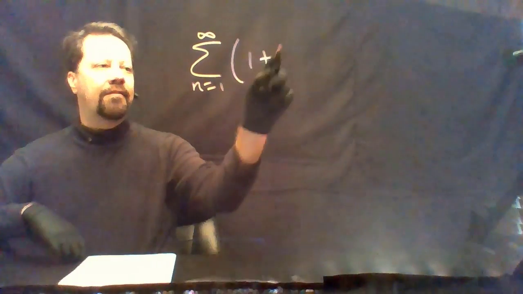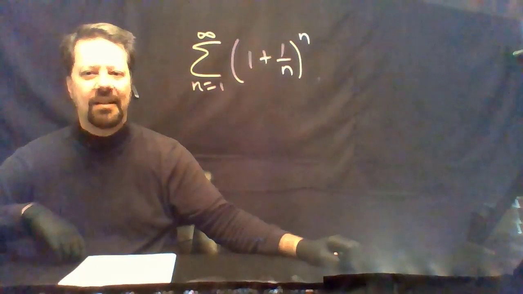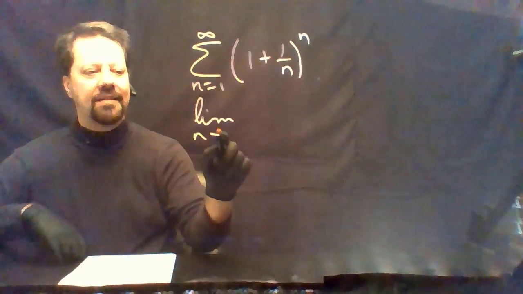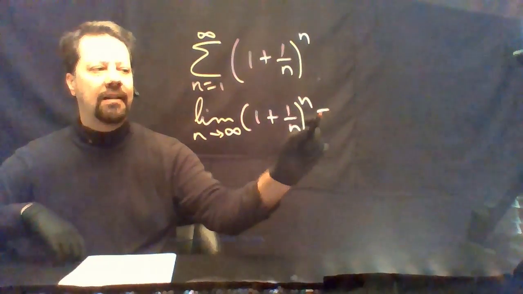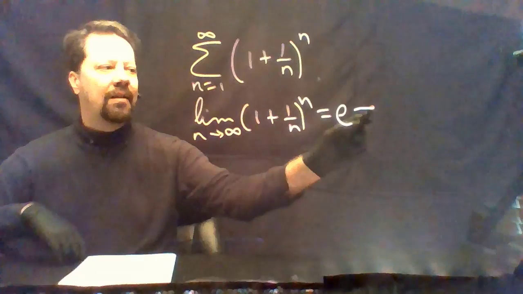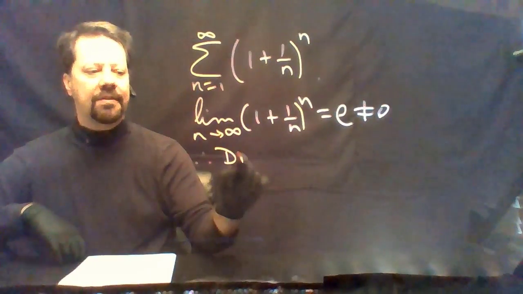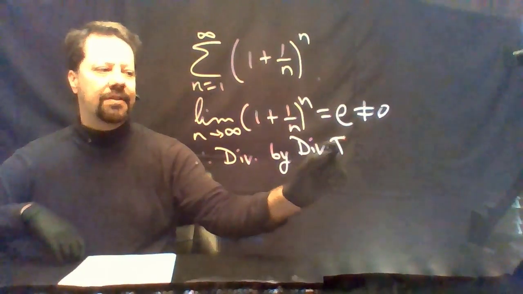On this next problem, we have the sum as n goes from 1 to infinity of 1 plus 1 over n to the power n. Some of you will recognize that the limit as n goes to infinity of 1 plus 1 over n to the n is equal to e and not 0. Therefore, this series diverges by the divergence test.